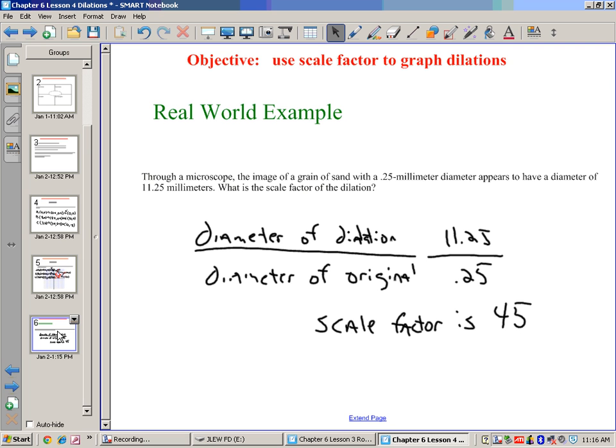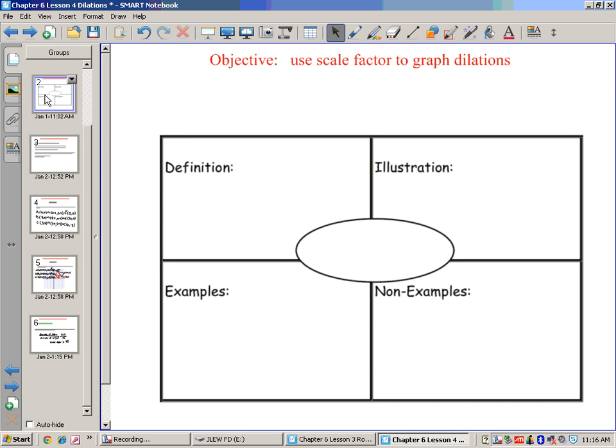Okay, once again, no example to finish up for class today, but you do have your graphic organizer: dilations in your own words, and 3 characteristics. And that's to draw one example and one non-example of a dilation. And this will finish up Chapter 6, Lesson 4.